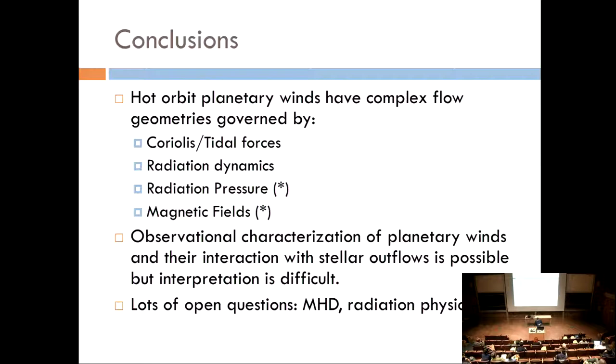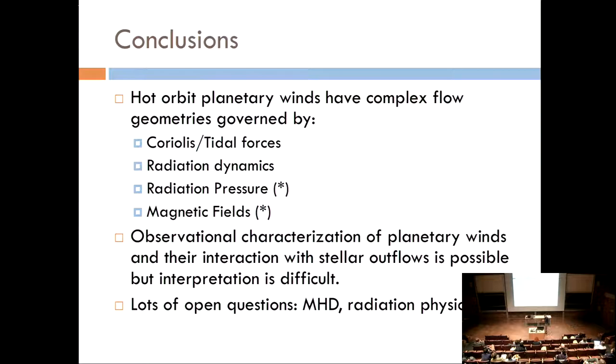Okay, so for conclusions. Hot planetary winds can have complex flow geometries, and that's why you need to do 3D. These are governed by the Coriolis and tidal forces, radiation dynamics, and what's happening in the atmosphere where you're launching the wind. Radiation pressure has some effects, but it's not a huge effect. Magnetic fields probably have a huge effect, but that still needs to be shown. And the observational characterization of the planetary winds is possible, but the interpretation is difficult in the sense that we have data, but we're getting the wrong answer. So the question is, what is the right answer?